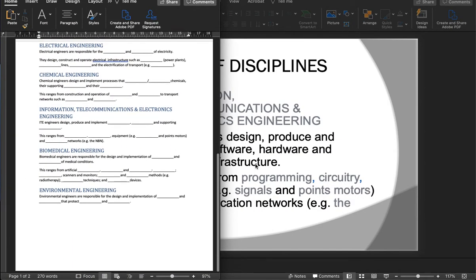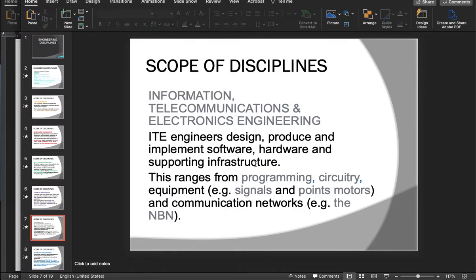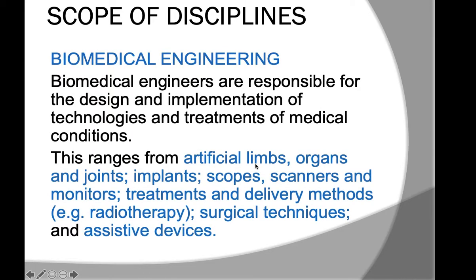Oh, I've still got two more. Okay, there we go. I thought I was up to the last one. Biomedical engineers are responsible for the design and implementation of technologies and treatments for medical conditions. This ranges from artificial limbs, organs and joints, implants, scopes, scanners and monitors, treatments and delivery methods, surgical techniques, and assistive devices. So that's a lot of stuff there, but we'll talk about what they mean when we go into that in more detail.